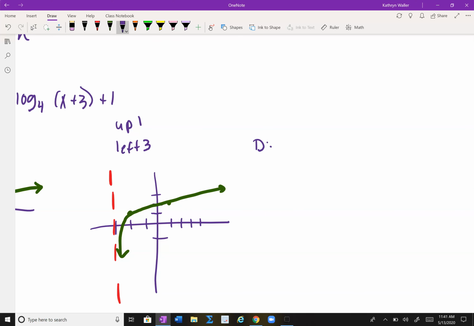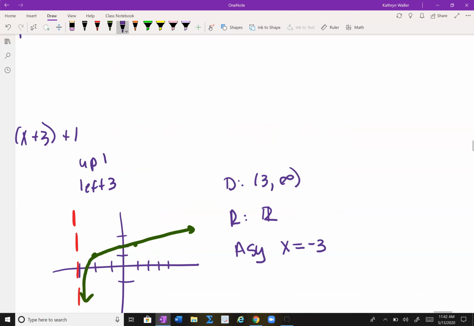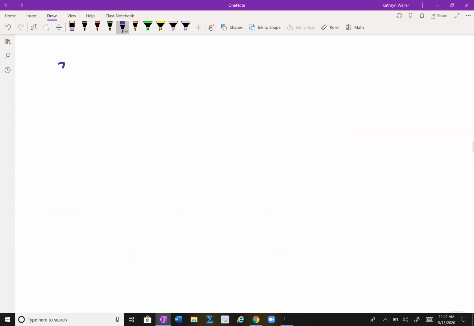That's x. Start at the left. That would be 3 to infinity. It's never going to touch the 3. So it's a parenthesis. Range, start low, move up. It's going to hit everything, all real numbers. Asymptote, it's going to be hitting the x-axis. So go x equals, and it hits it at a -3. Okay. Question 25.